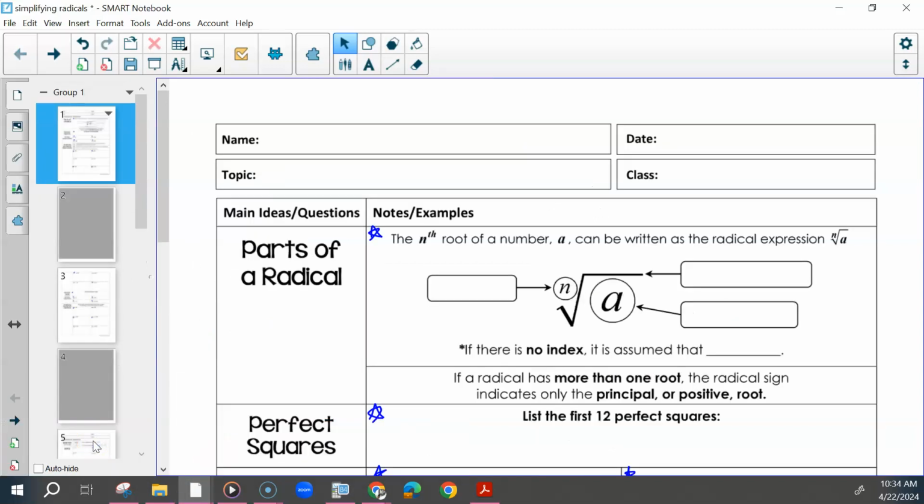So everyone should have these notes in front of them. Today we are simplifying radicals, so we are now in Unit 11. And after this week, we'll be in Unit 12.